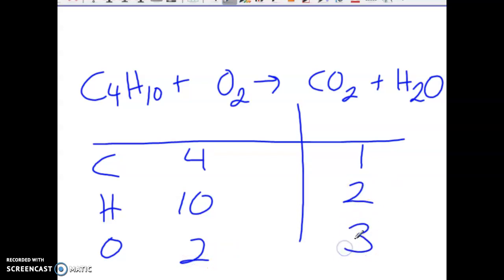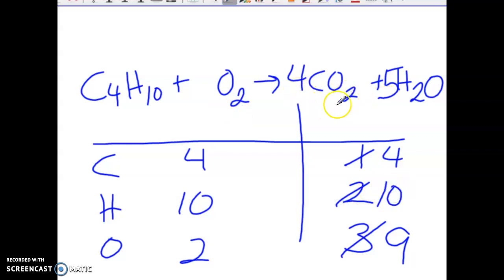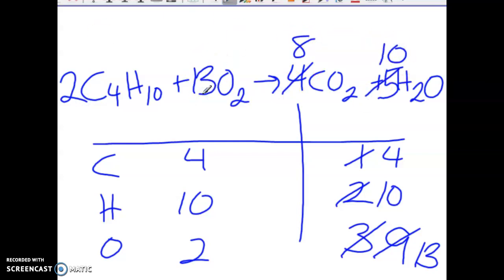So carbon, you should have 4, which makes then oxygen, we have 8 plus 1, so 9. And then hydrogens, we need to have a 5 here for 10. So this makes 8 plus 5, which is 13 oxygens. So now you're going to double up everything and put a 13 right here. Okay, so balancing these types are more difficult, but once you get the hang of it, it becomes much easier.